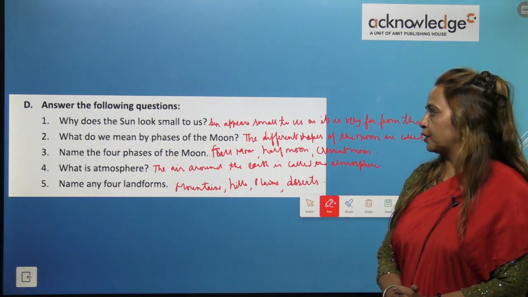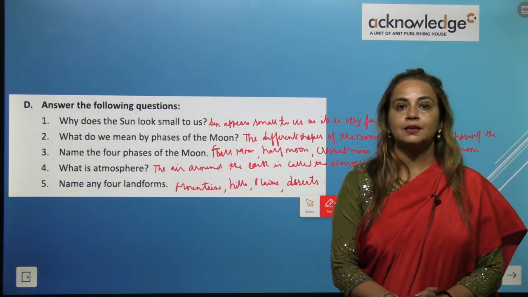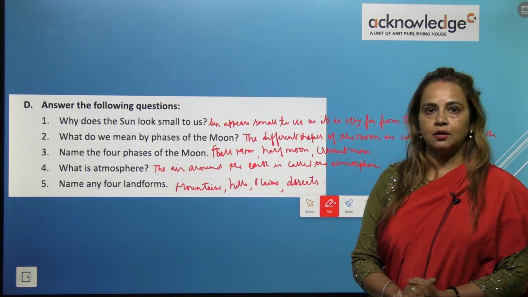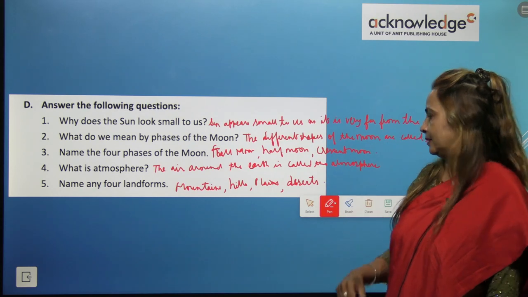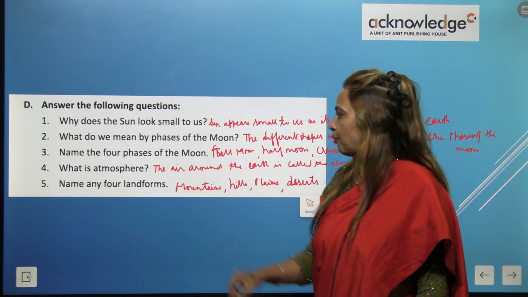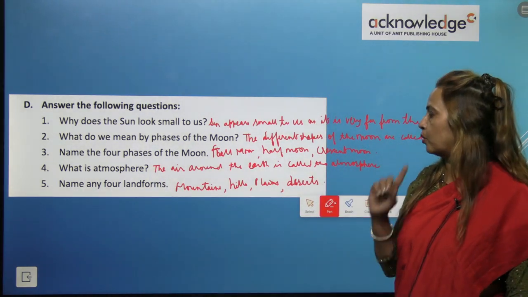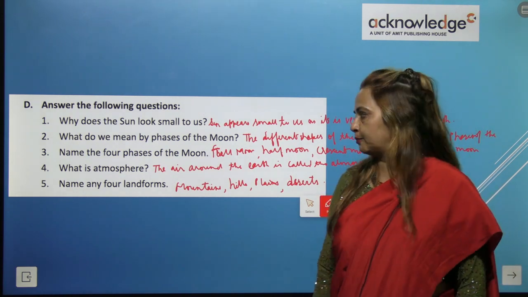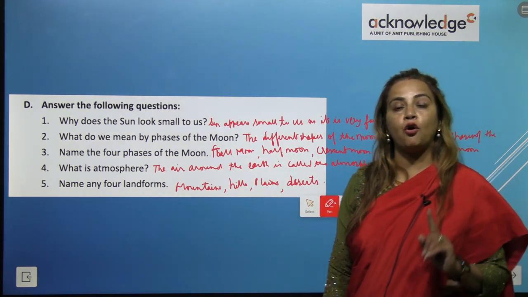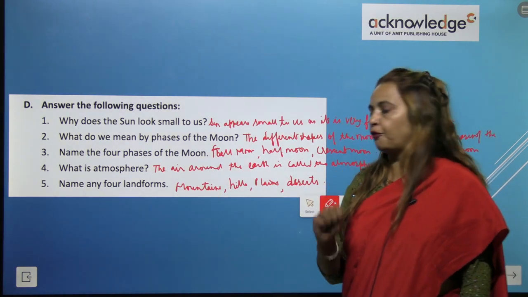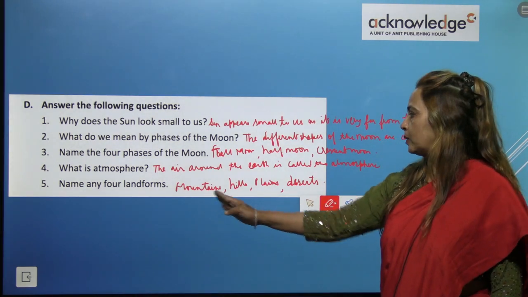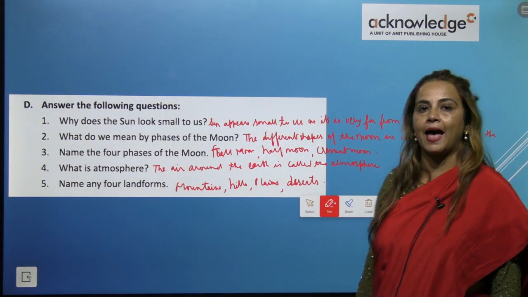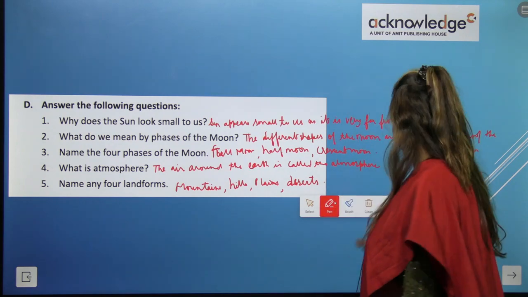Name the four faces of the moon. The four faces of the moon are full moon, half moon, crescent. What is the atmosphere? The air around the earth is called the atmosphere. Name any four landforms. The four landforms are mountains, hills, plains and deserts.